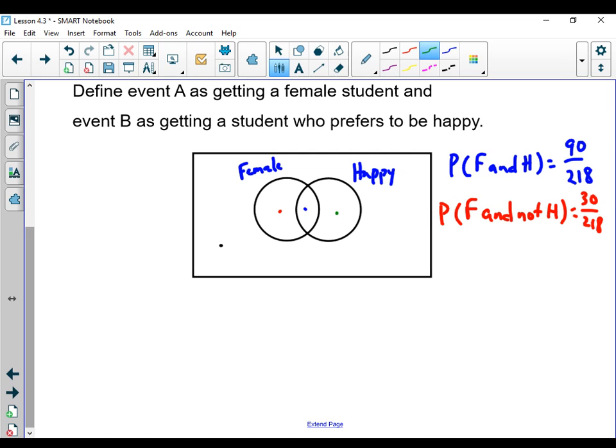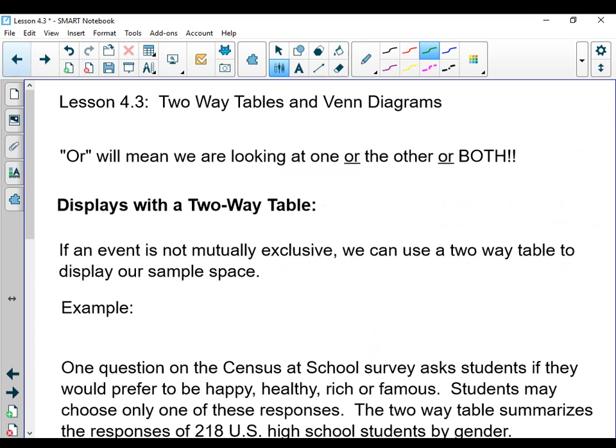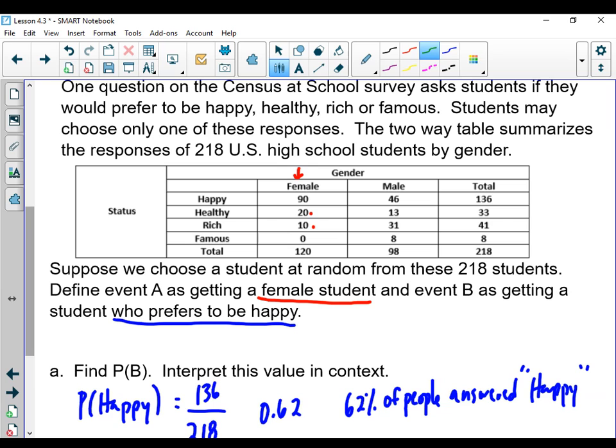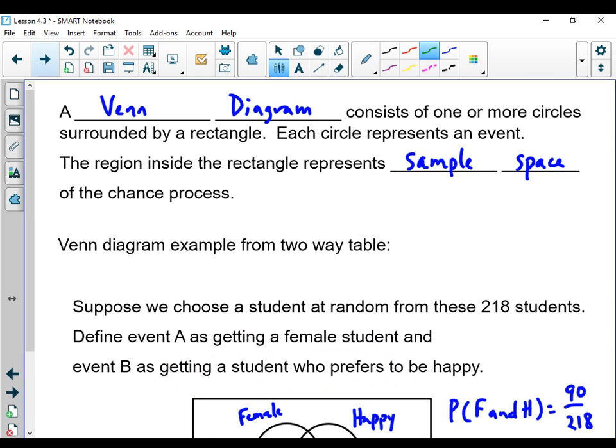Okay, the next section would be this green section. This green section would be the probability that they were happy, but not female. So let's look at that from our table. So they were happy, but they were not female. In other words, it's the males. So we had 46 out of 218.